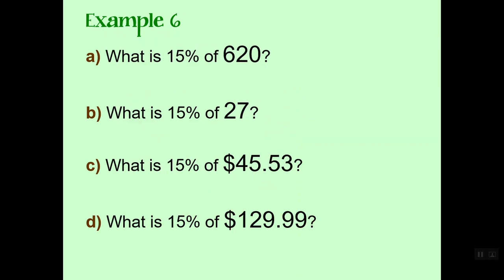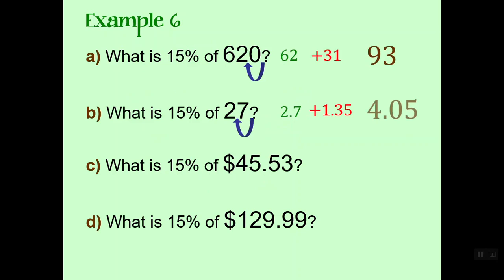What's 15% of 620? So first we find 10% is 62. And we're going to cut that in half. Half of 62 is 31, so we're going to add 31 to it, and we get 93. All right, 15% of 27. First take 10%, 2.7. We're going to take half of 2.7. Half of 2.7 is 1.35. Add those together, 4.05. That's 15%.